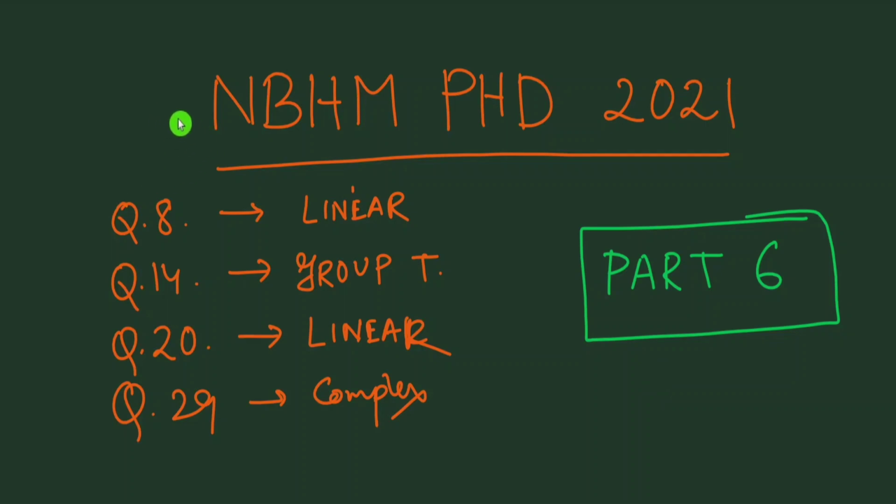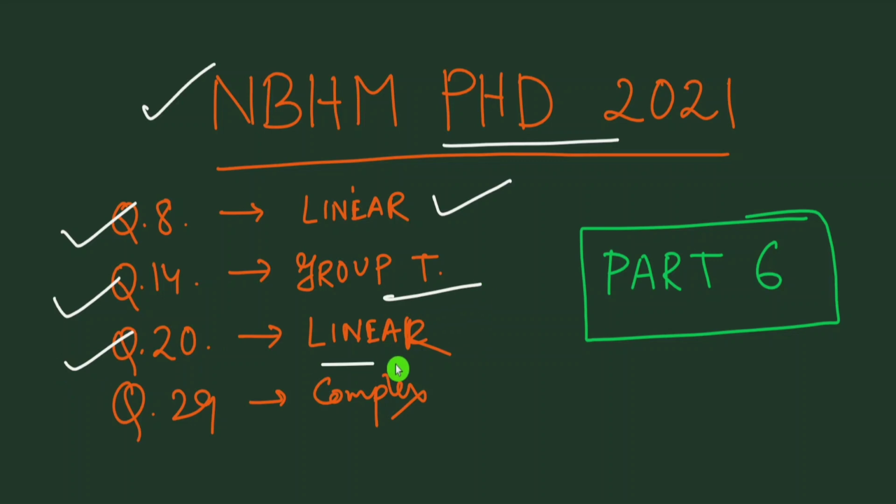In this video, we are discussing the questions from NBHM PhD 2021. This video contains mainly 4 questions. Question number 8, which is from linear algebra. Question number 14, which is from group theory. Question number 20, which is from linear algebra again. And question number 29, which is from complex analysis. And this is the part 6 video of the NBHM PhD 2021 series.